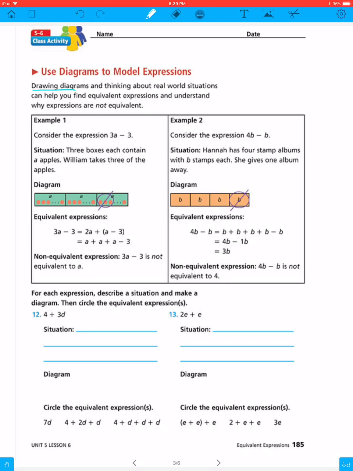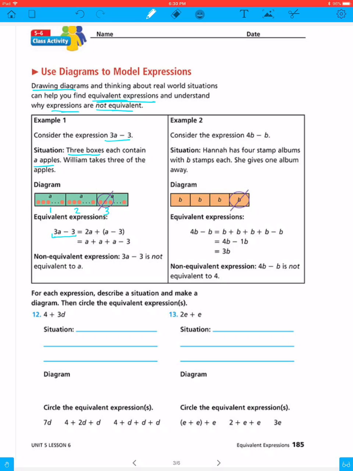So we're going to draw the diagrams and think about real-world situations that we can put in our minds to understand when expressions are not equivalent. So we're looking at 3a minus 3. So 3 boxes each contain an A number of apples. William takes 3 of the apples.